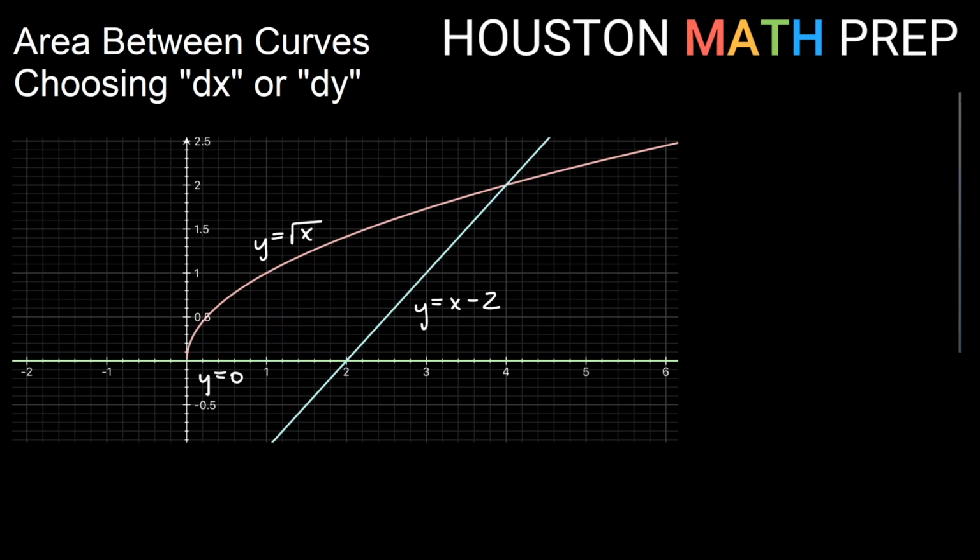So if I go the other direction and I start drawing rectangles this way, everything seems to be a function. I don't go through a curve more than once. I don't go through the root more than once. I don't go through the line more than once.